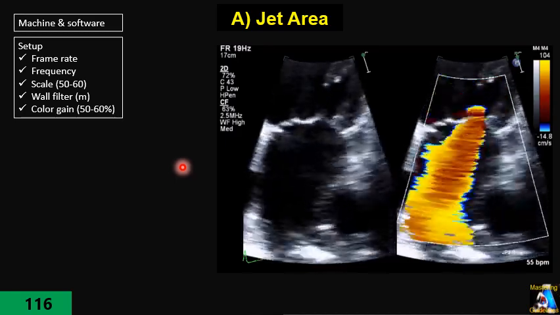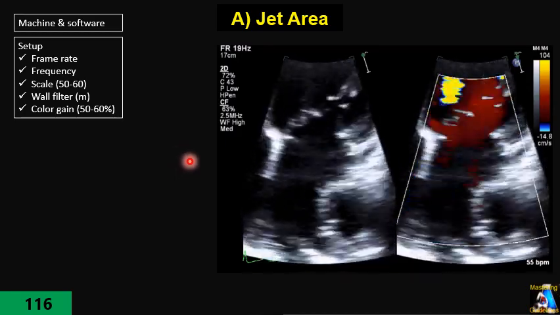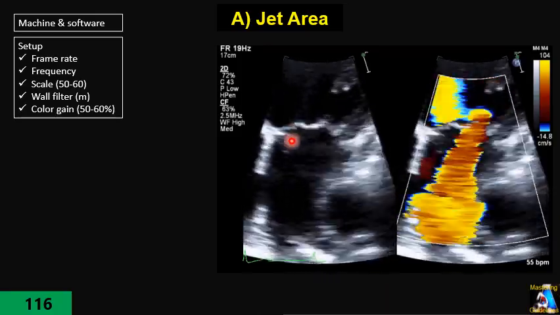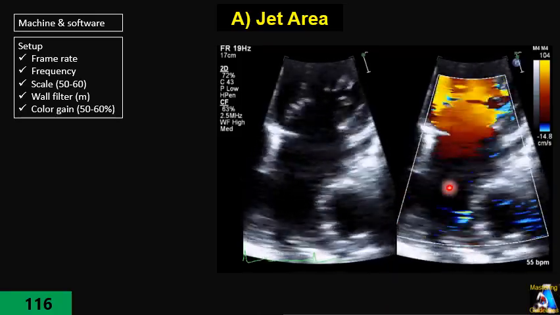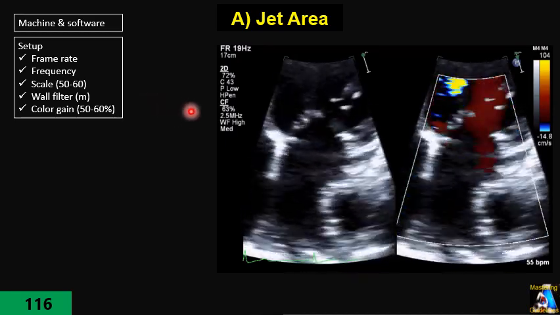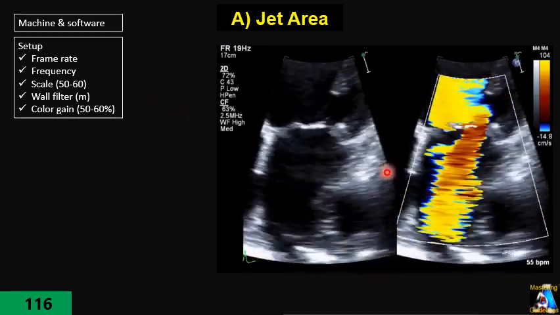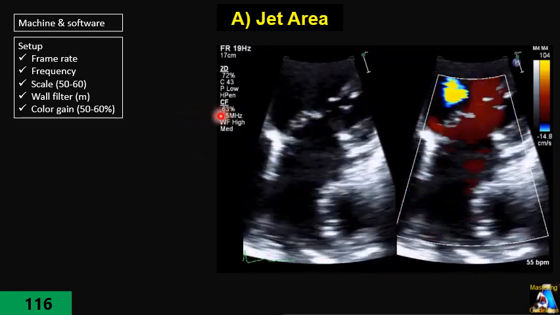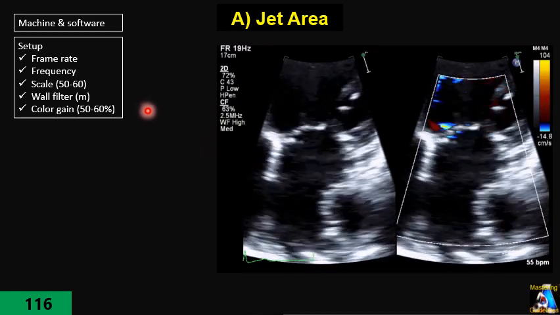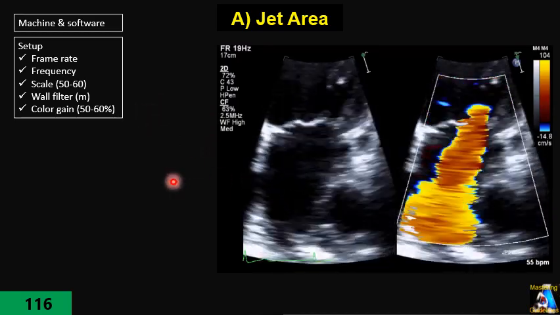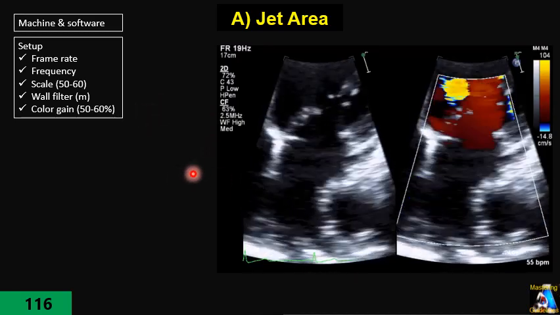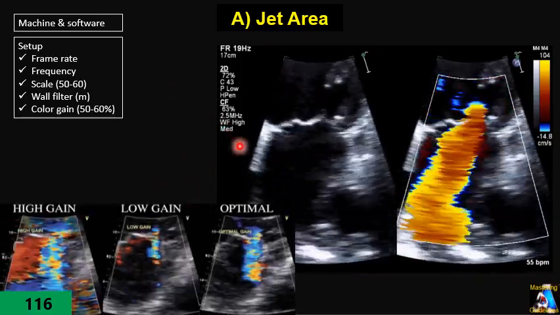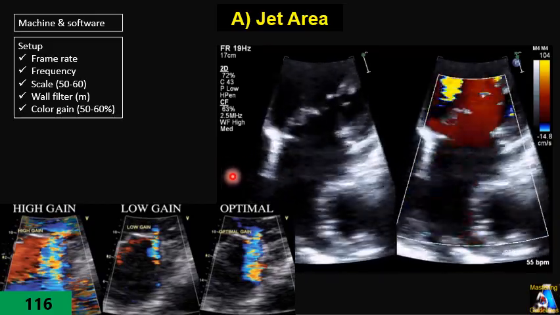Another is the wall filter. Increasing the wall filter too much eliminates some of the real jet. If it is too low, it adds to the jet area. For regurgitation, the wall filter for those valves should usually be moderate to high. And the next and most important part is color gain. The way we set up the color gain is the technique I mentioned in another lecture.